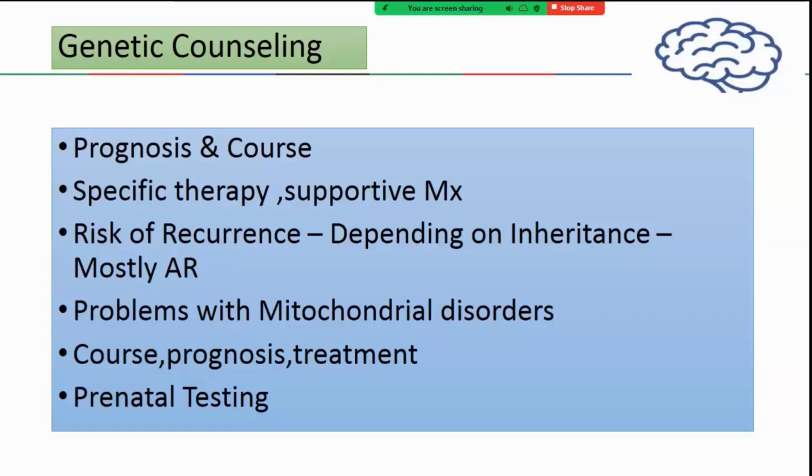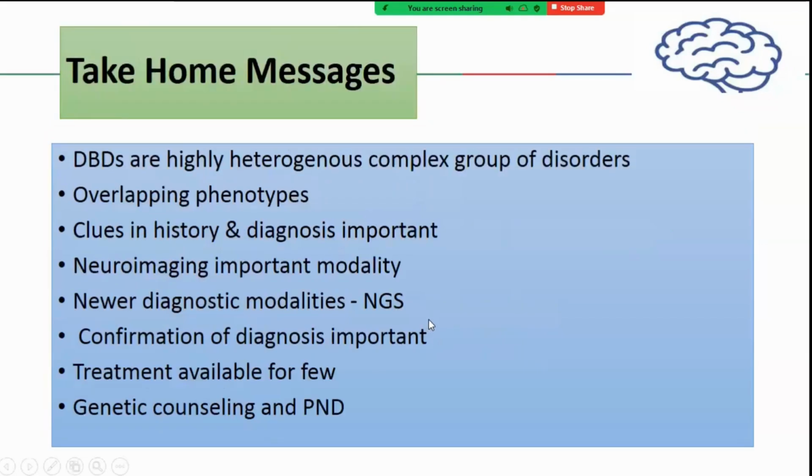Risk of recurrence, prevention, course, prognosis, treatment, and very importantly, for preventing the birth of further children, prenatal testing can be offered. So the take-home messages here are that degenerative brain diseases or neurodegenerative disorders are very heterogeneous, complex groups with overlapping phenotypes. There may be very good clues in history and examination. Neuroimaging gives you good clues. For neurodiagnostic modalities, at times, instead of doing conventional things, we may directly do NGS-based testing, but not for disorders like mucopolysaccharidosis, where we would first do the enzyme assays and then do the molecular studies.